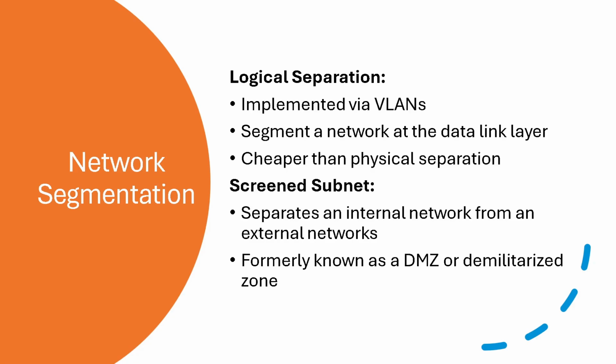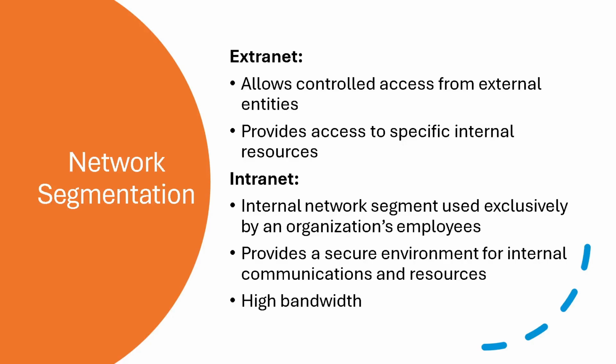Screen subnet. A screen subnet or a DMZ separates an internal network from an external network, and by doing so, it gives us an extra layer of security from attacks originating from the internet. Extranet. An extranet is a network segment that allows controlled access from external entities such as business partners, vendors, or customers. It provides access to specific internal resources while maintaining security and privacy.